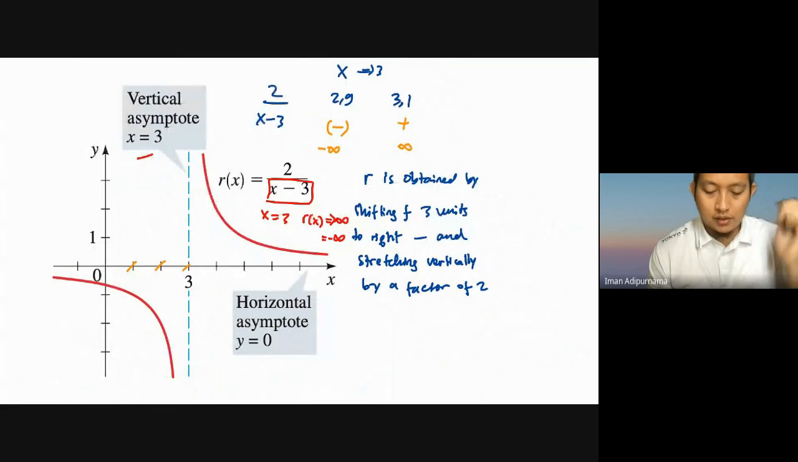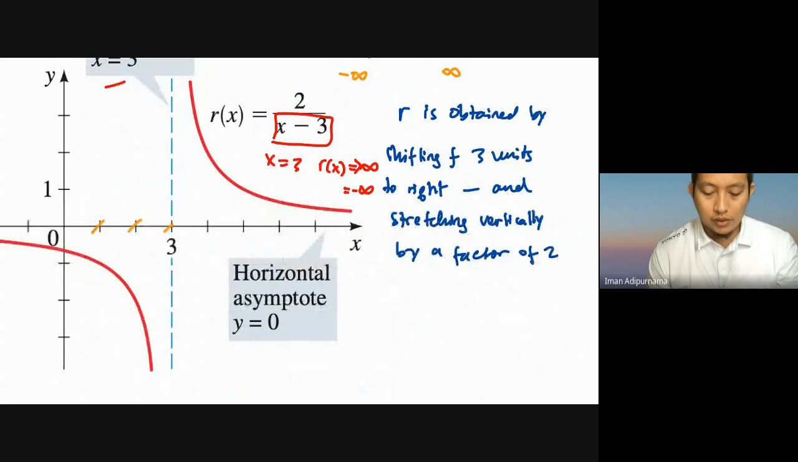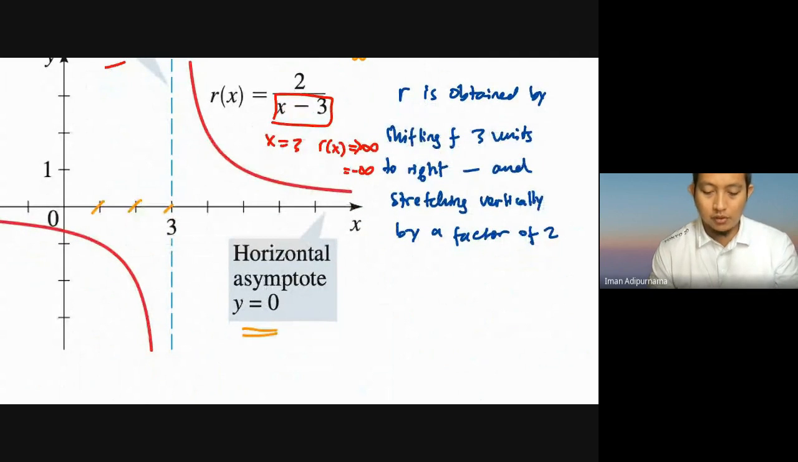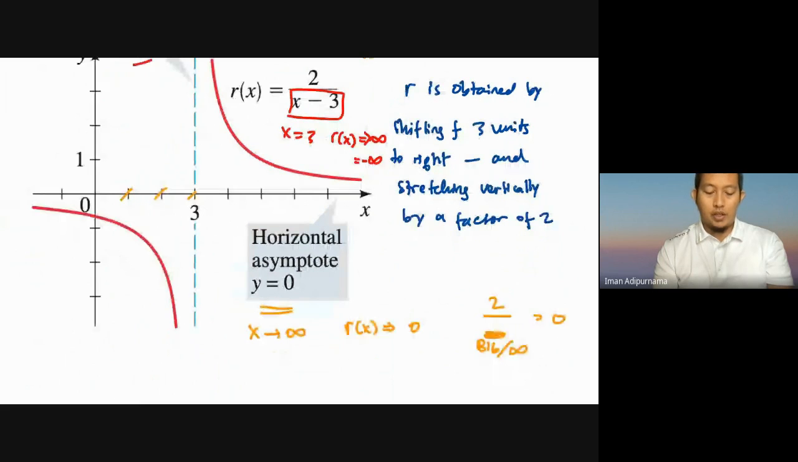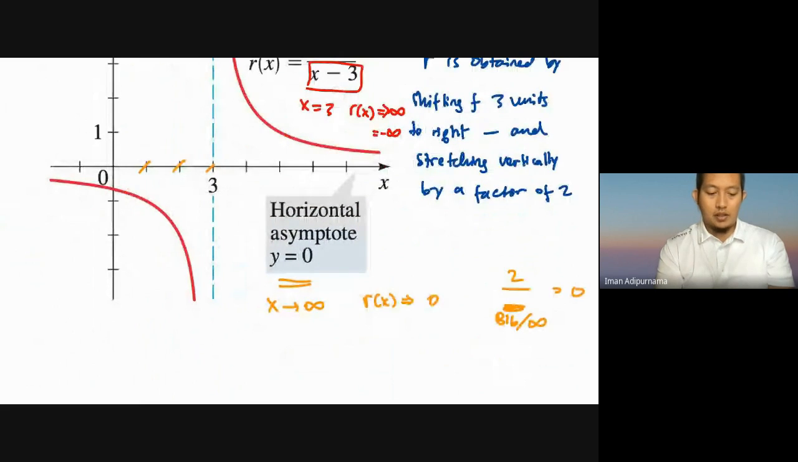That's how you check. And then another one here, y equals 0. For this asymptote, x is getting bigger. And what will happen with the y or the R(x)? It's getting closer to 0. If you have 2 and then something big or infinite here, this will be 0. Same way, if you look at the left side here, it's also getting to 0. So we should have an asymptote of y equals 0.